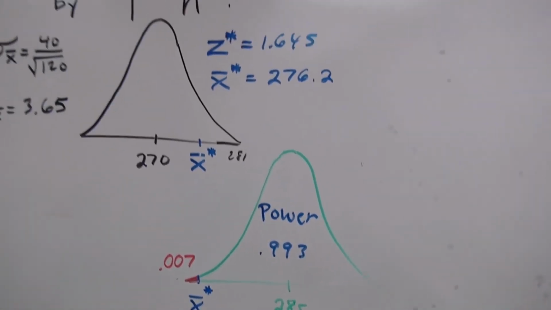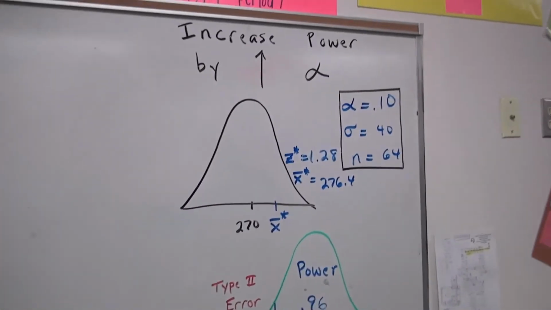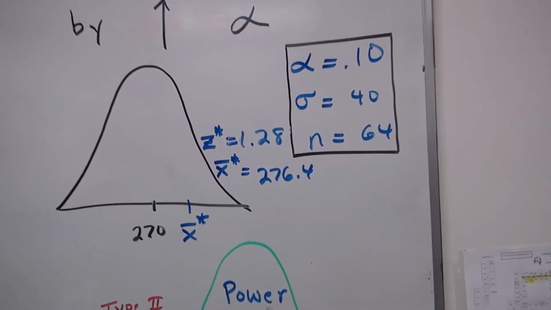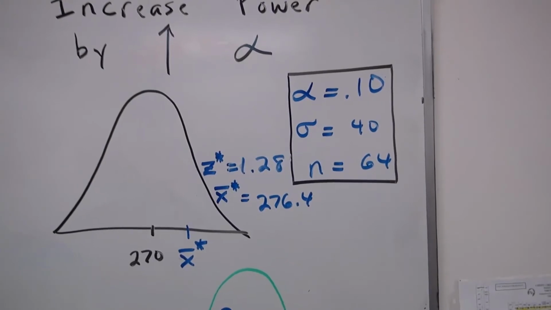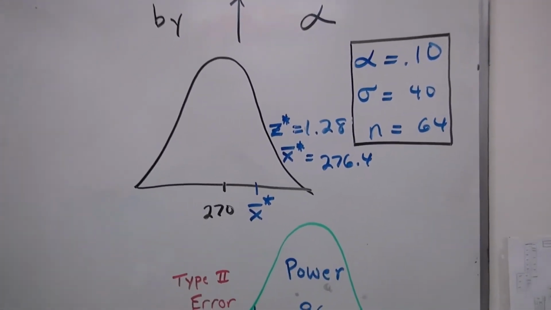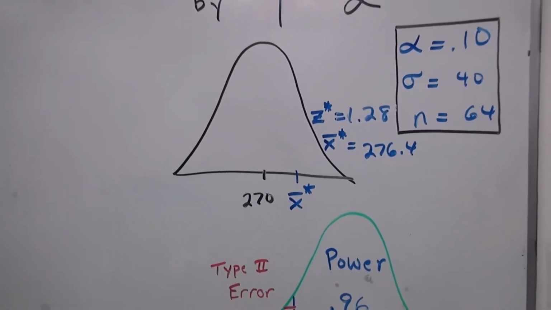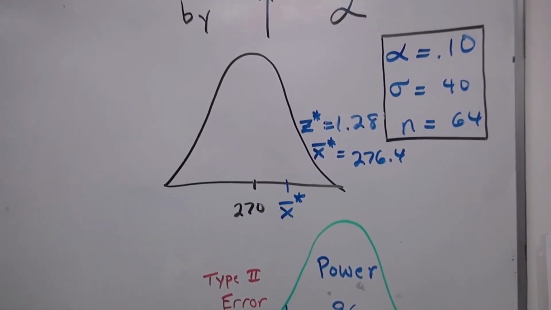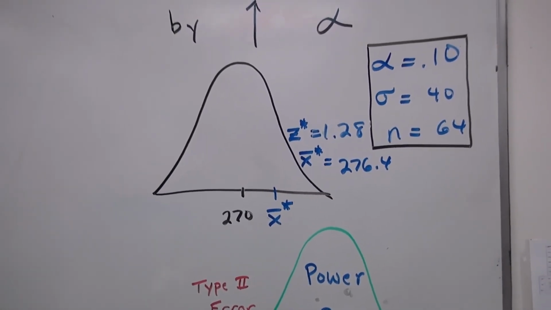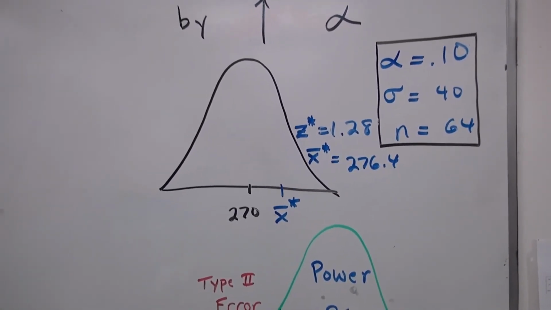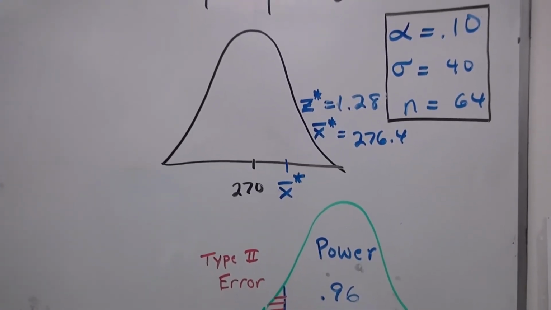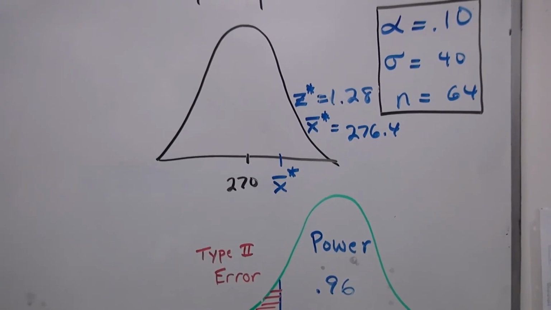Well, there's another way to increase the power of the test. And so we're going to go back to the original sample size of 64, but we're going to raise the significance level to 10%. We can live with a 10% chance of making a type 1 error. What that does is that now allows us to move the critical sample mean left. We don't have to be 1.645 standard deviations past the mean. We only have to be 1.28. So finding that sample mean, that's 1.28 standard deviations past, turns out to be 276.